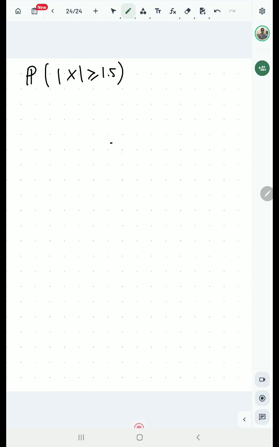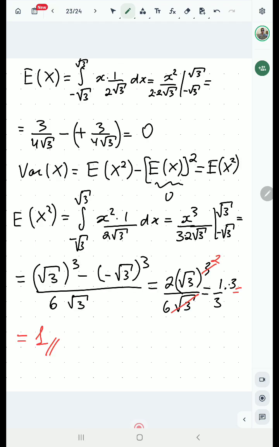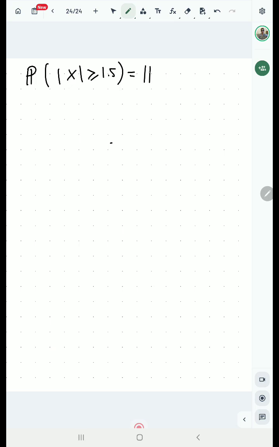Just a second. We know that the expectation of x, we found, is equal to 0, and the variance is equal to 1. So we can rewrite it in this way. This is the same thing as the probability that |x minus mu|, with mu equal to 0, is greater than or equal to 1.5 times sigma, which is just 1. By definition, this should be less than or equal to 1 over k squared, and k here is 1.5, so that is equal to what?